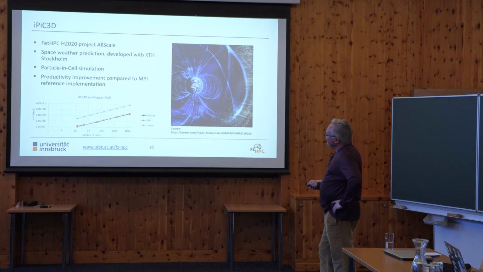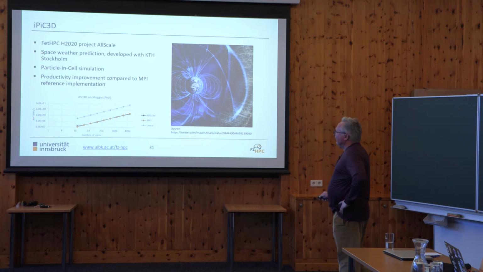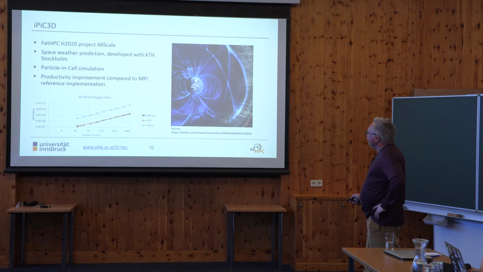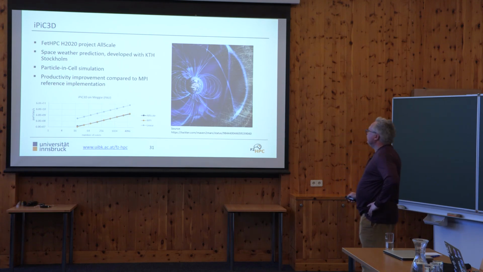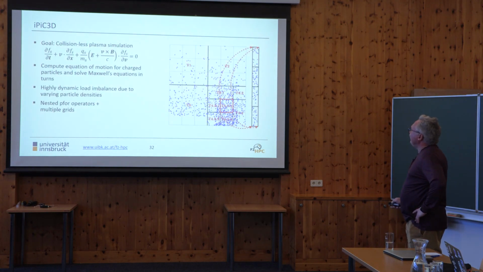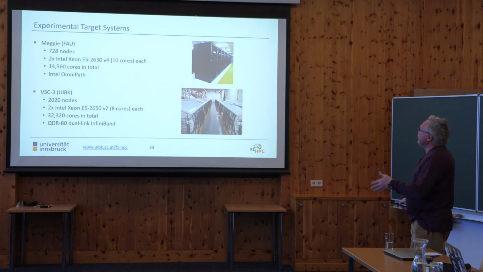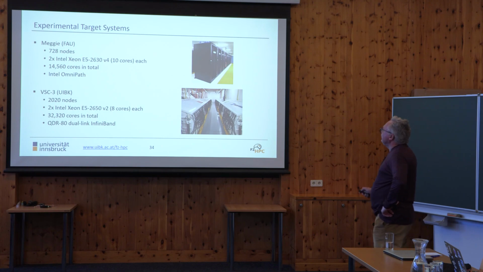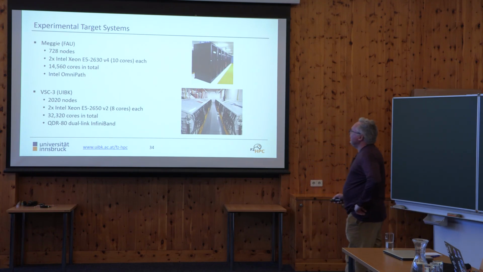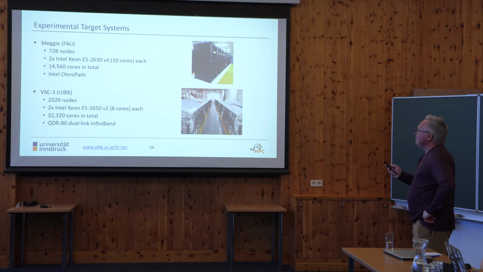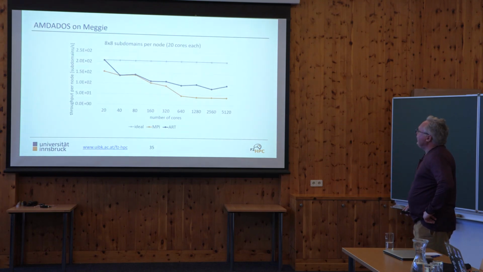Again, the performance metric we show is the number of particles that can be simulated per second. And you see we also match the MPI version with AllScale, but we don't outperform it. And now the target systems that we were using at that time are a bit out of date, but 14,000 cores in Erlangen, another machine in Vienna with 32,000 cores. So it was reasonable tier 2 systems at that time.